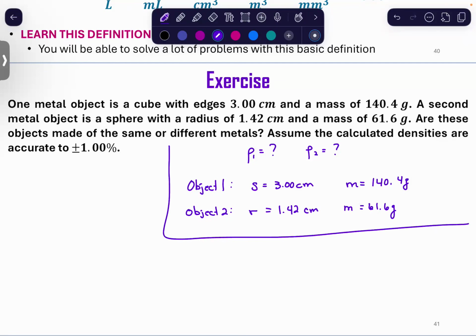So that's what I'm being asked for. These are things that I know. Okay, so I want to get each density. And notice that it says these densities are accurate to within plus or minus 1% of each other. That's going to be how we end up telling if they're the same metal.